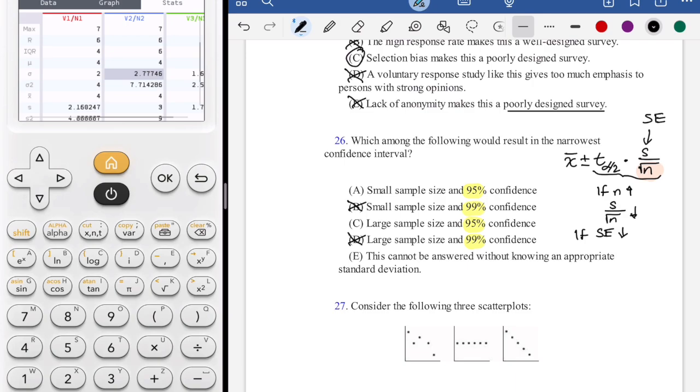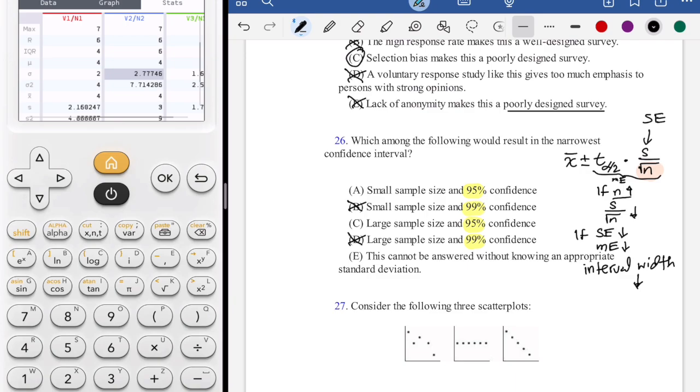The margin of error, so ME, or just E or just M. If your standard error decreases, so gets smaller and smaller, then your margin of error is also going to decrease. And the interval width, which is your plus minus part of it, will also decrease, making the interval narrower, right? And that's in the case where you have a larger sample size.